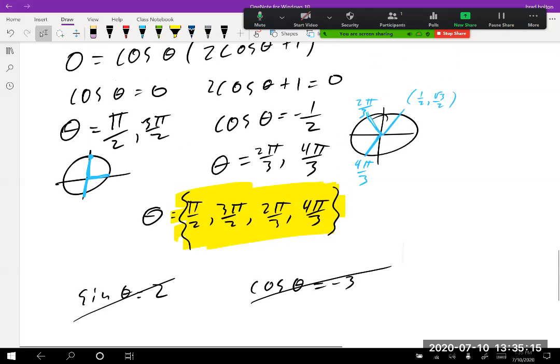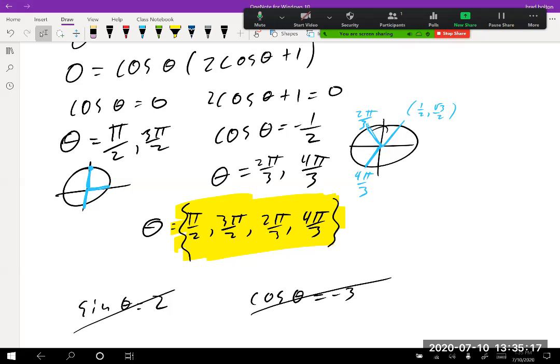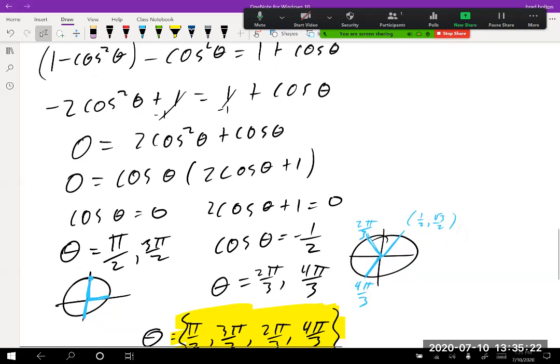But in general, you always have to keep in mind the restrictions that are put on sine and cosine. Okay. In general, that's how you do everything.